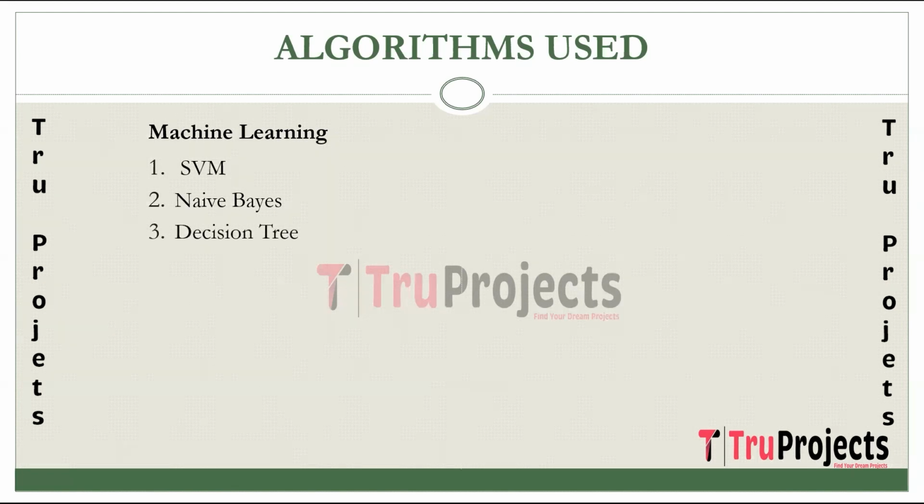The next algorithm is decision tree. It is a supervised machine learning algorithm used for classification and regression tasks. It works by recursively partitioning the data into subsets based on the value of different attributes.